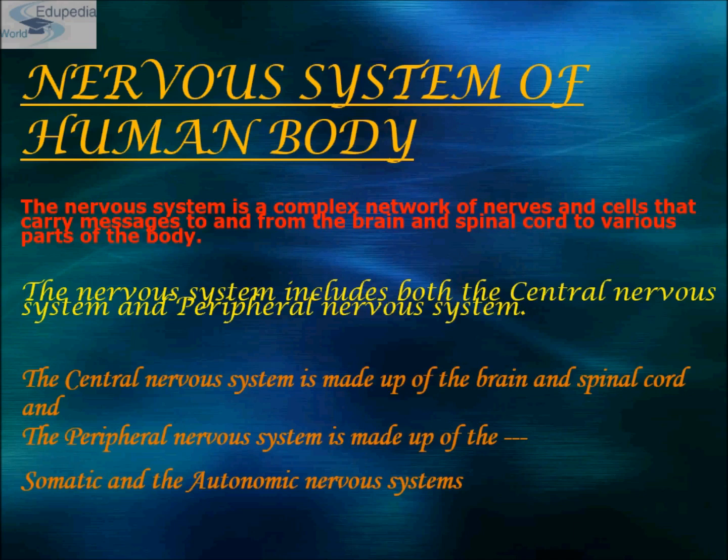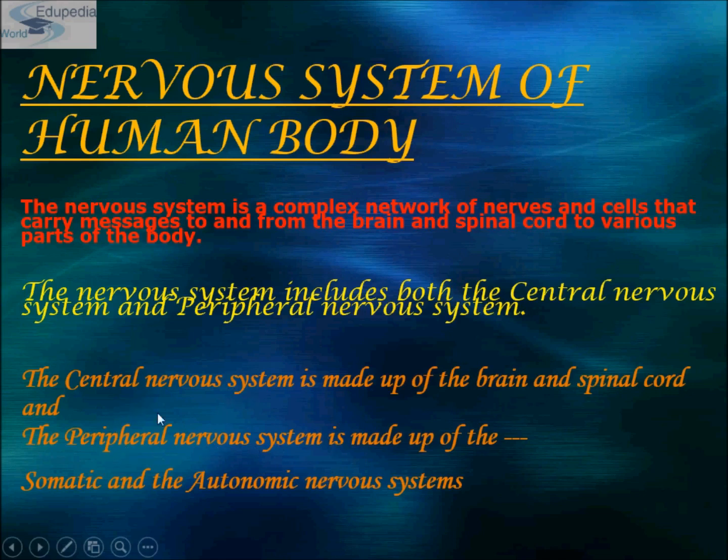The nervous system includes both CNS and PNS, that is central nervous system and peripheral nervous system. The central nervous system is made up of brain and spinal cord. I'll be teaching you about the architecture of brain in my next section of the presentation, which is a part of central nervous system. But here in this presentation I'll be giving you the overview of the nervous system of the human body, which comprises of two nervous systems, that is central nervous system and peripheral nervous system.